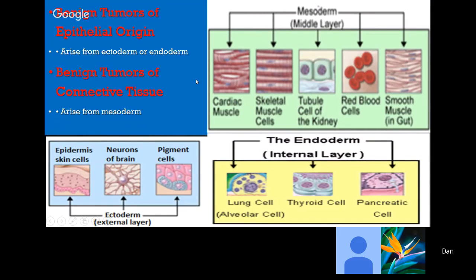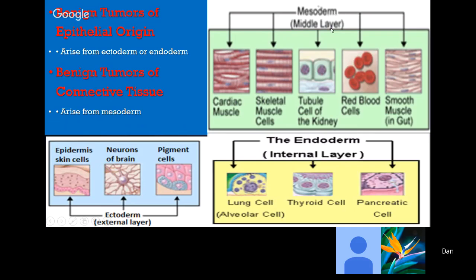So here, just to give you the usual embryological origin of these tumors. And remember that anything that is epithelial can come from ectoderm or endoderm. Everything that is connective tissue comes from mesoderm. So this is why you just put your embryological review in here.